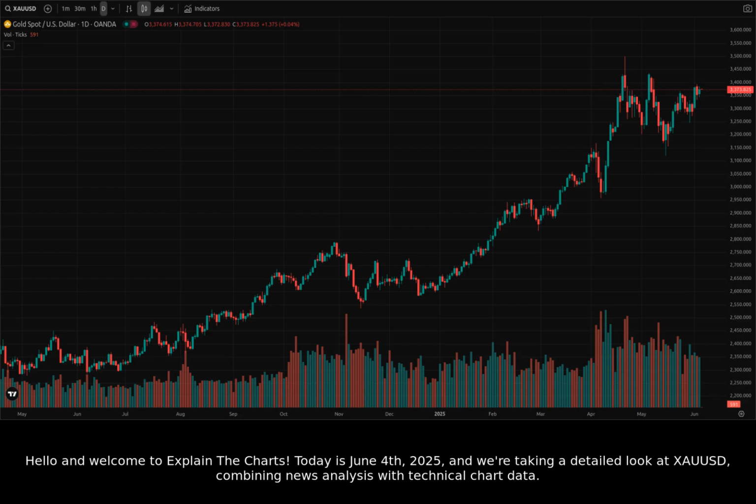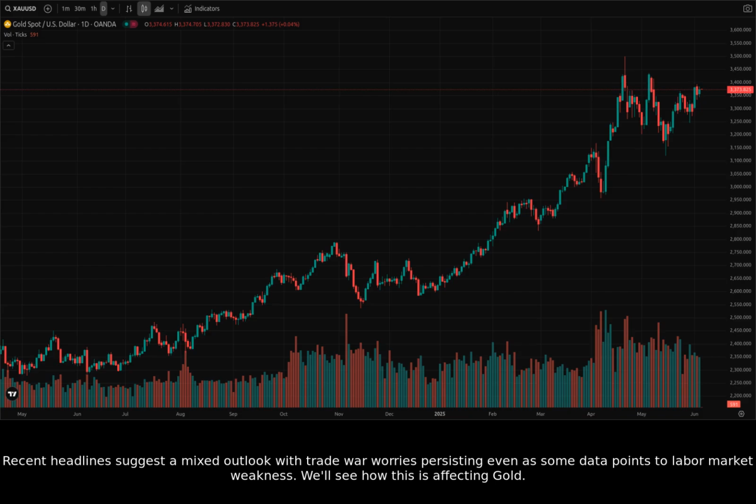Today is June 4th, 2025, and we're taking a detailed look at XAUUSD, combining news analysis with technical chart data. Recent headlines suggest a mixed outlook with trade war worries persisting even as some data points to labor market weakness. We'll see how this is affecting gold.